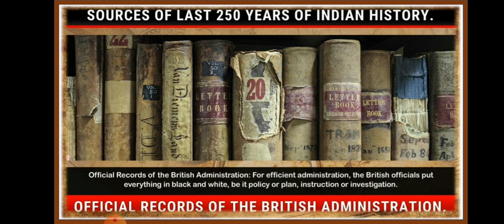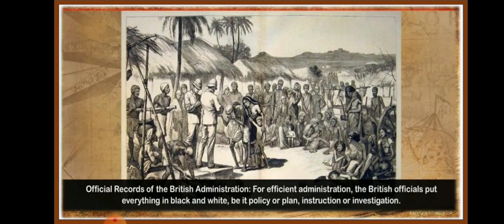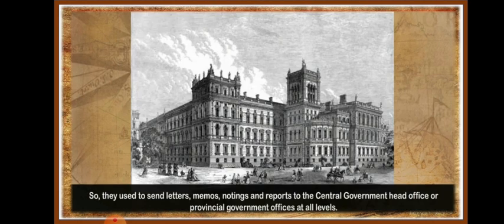Like if they were collecting the land revenue of some area, they would mention how many farmers there were, how much land there was, how much revenue they were imposing, how much they were getting, and who the officials collecting the revenue were, so that they had particular data regarding the revenue collection of that village. So this is about the official records. We have got lots of official records that the Britishers left in India. The Britishers also used to send letters, memos, notings and reports to the government head office or the provincial government offices at all levels.